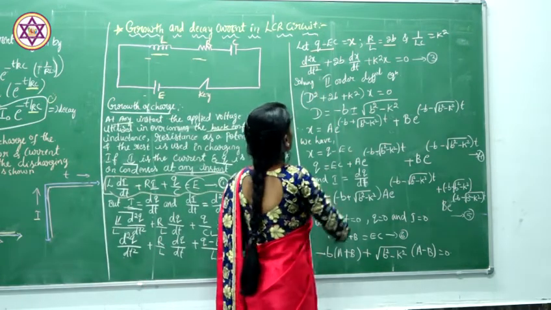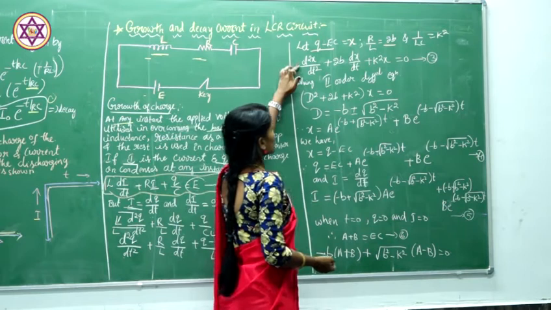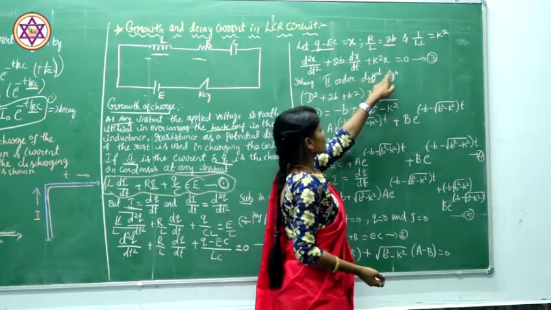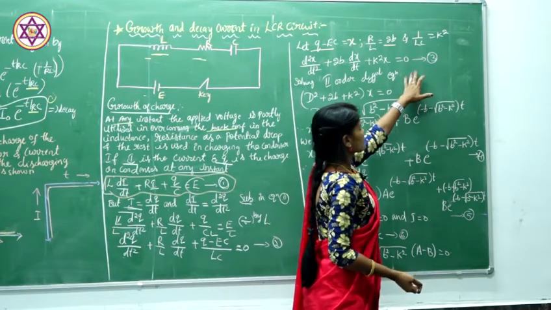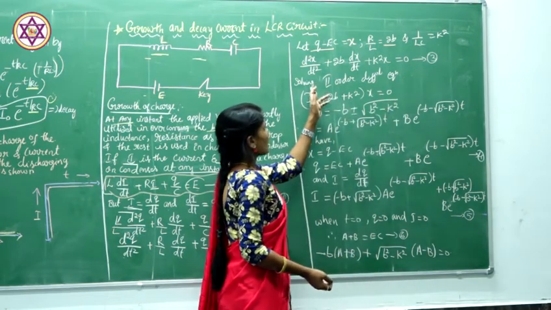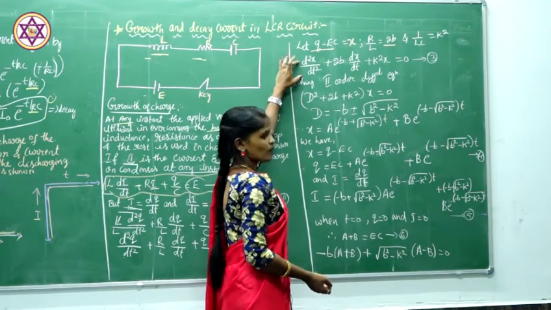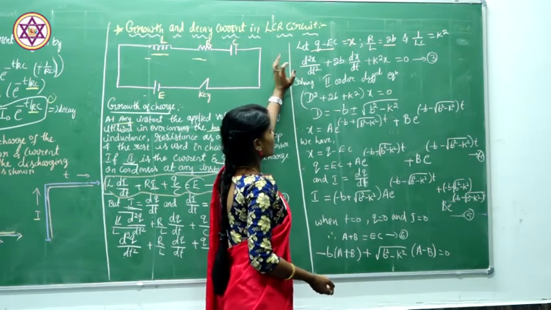Here d²x/dt² + 2b dx/dt + k²x = 0. This is equation 3. Here we are solving the second order differential equation.